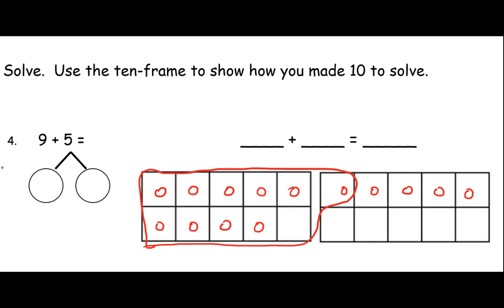So what I've done with my 5 discs then is I broke it into 1 disc and 4 discs. So we'll show that in the number bond. I broke the 5 into 1 and 4. That allowed me to make my 10, and now I just have to add in the extra 4. 10 plus 4 is 14. 9 plus 5 is the same thing as 10 plus 4, and they both equal 14.